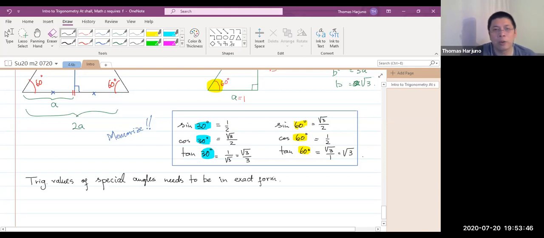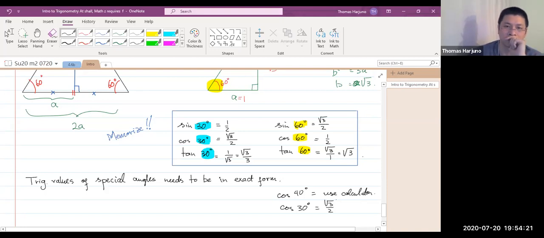For example, later on, when I ask you cosine 40 degrees, now, 40 degrees is not a special angle. So for cosine 40 degrees, you need to use a calculator. But if I ask you what is cosine 30 degrees, because 30 degrees is a special angle, then you need to give me the exact value. If you want to use a calculator after that, go ahead. But you start with the exact value. Let me use red color to emphasize that.